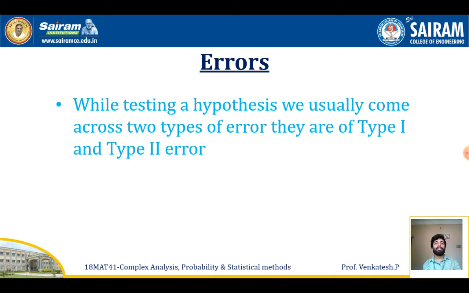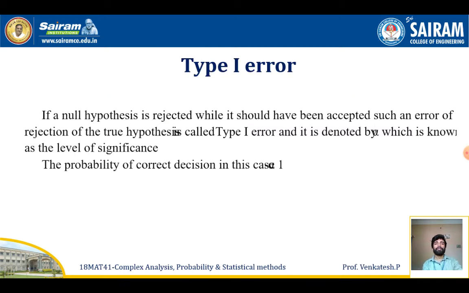The first concept is errors. While testing a hypothesis, we usually come across two types of errors. They are called type 1 error and type 2 error. First we will see what is meant by type 1 error.